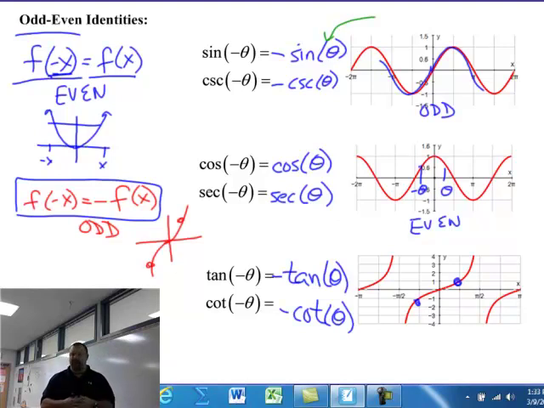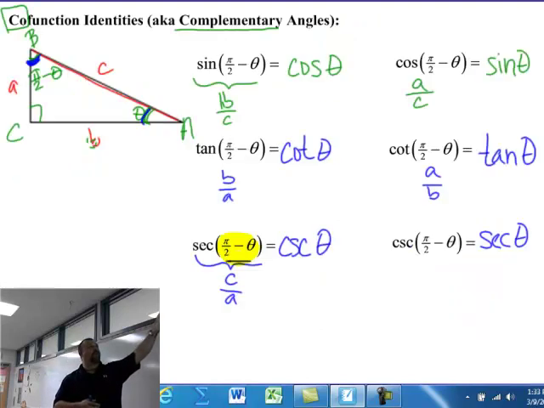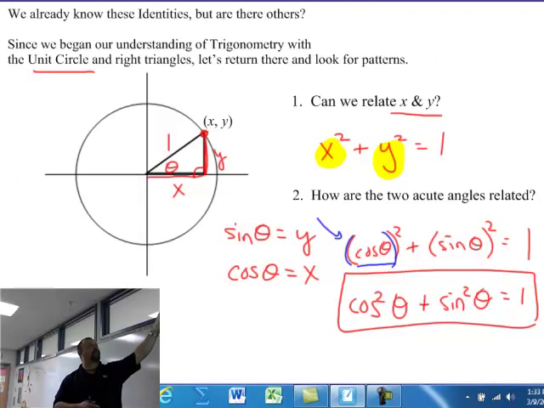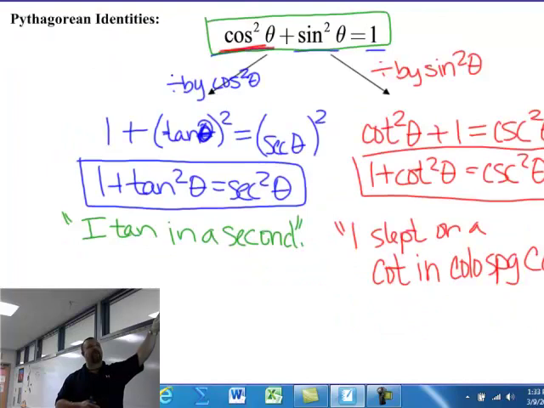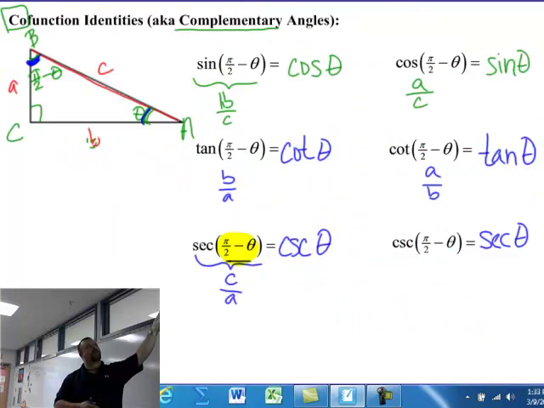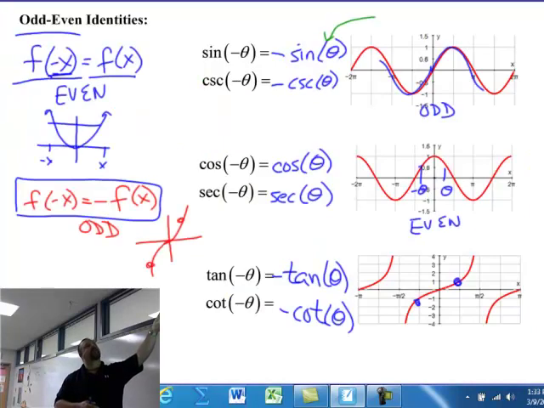So what you've got to do now is you've got to put all these pieces together. Real quick, you've got them on your paper, but you have all of these identities: reciprocal identities, quotient identities, the Pythagorean identities, cofunction identities, and odd even identities.